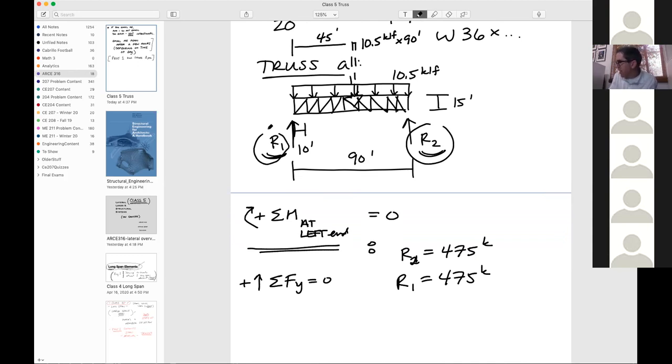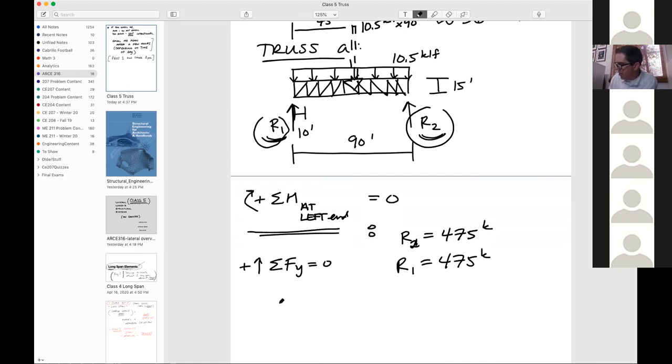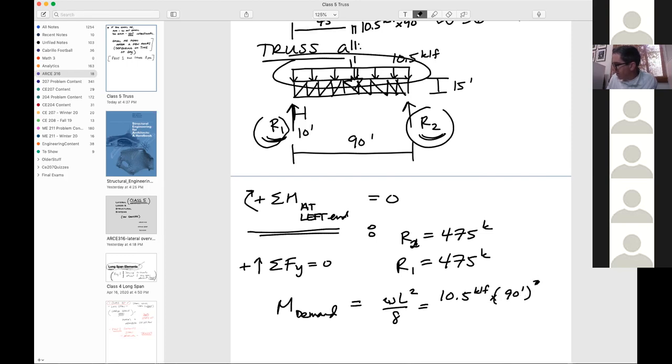But first we're going to design the top and bottom chords of this truss. So we can find the moment demand, which is going to be, we've got a simply supported beam with a distributed load on it. So it's going to be WL squared over 8. So we've got W, which is 10.5 kips per lineal foot. We've got 90 feet, squared, over 8. So that's going to give us a value of about 10,630 kip feet.